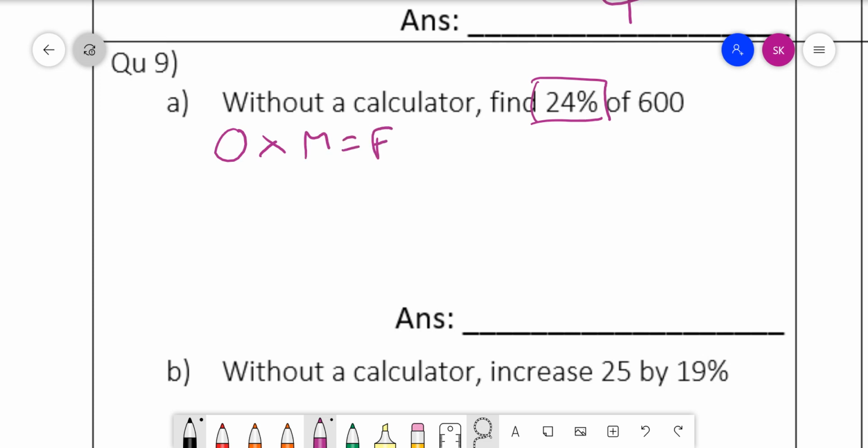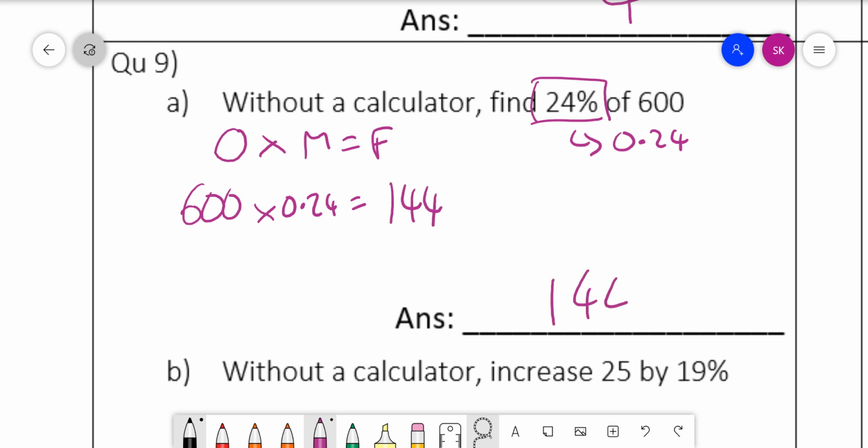My original amount is 600. My multiplier, if I'm finding 24%, divide by 100, 0.24. So it's 600 times 0.24. If I times them together with gelosia, I'm getting 144. So that's the answer.